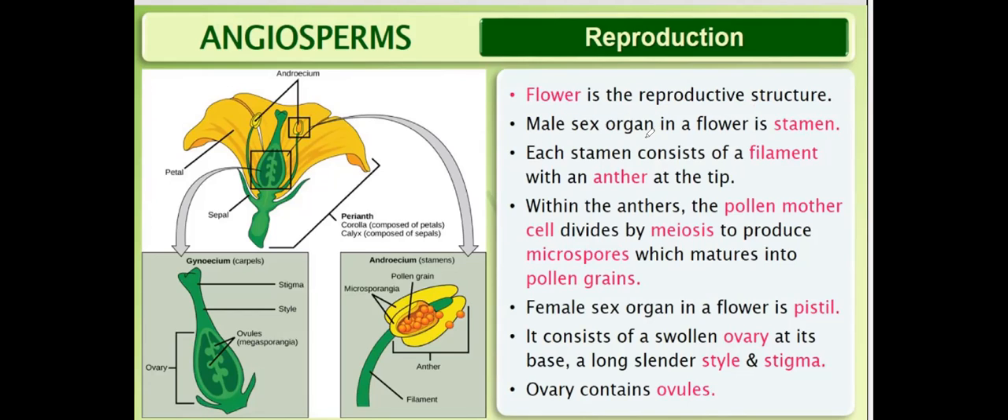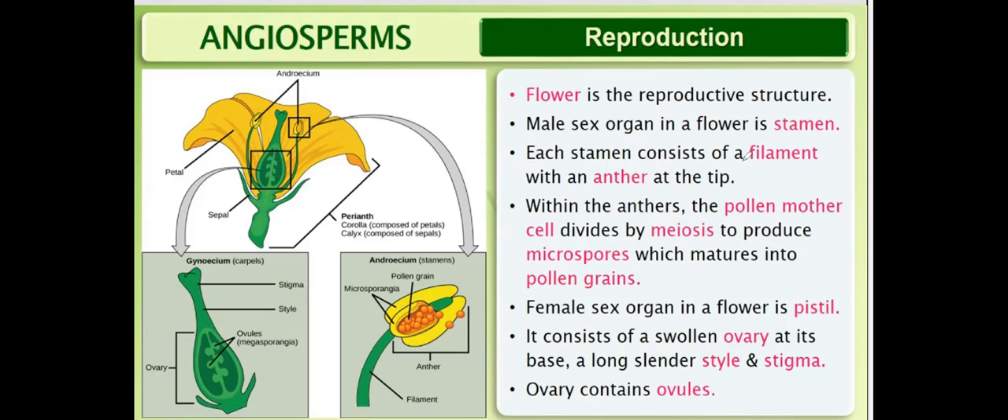The male sex organ in a flower is the stamen. This is what? The male sex organ. The male sex organ in a flower is the stamen. This is the stamen. The androecium is the stamen.